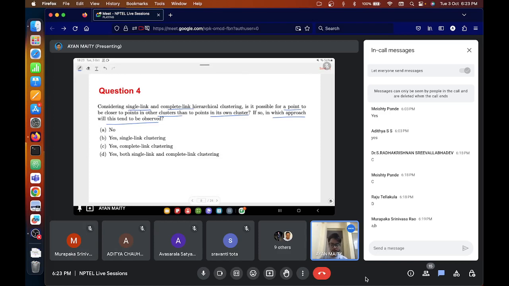It might happen. There are 4 options. The first is no, it doesn't happen. The second option is yes, in case of single link clustering. The third option is yes, complete link clustering. And the fourth option is yes, both single link and complete link clustering.